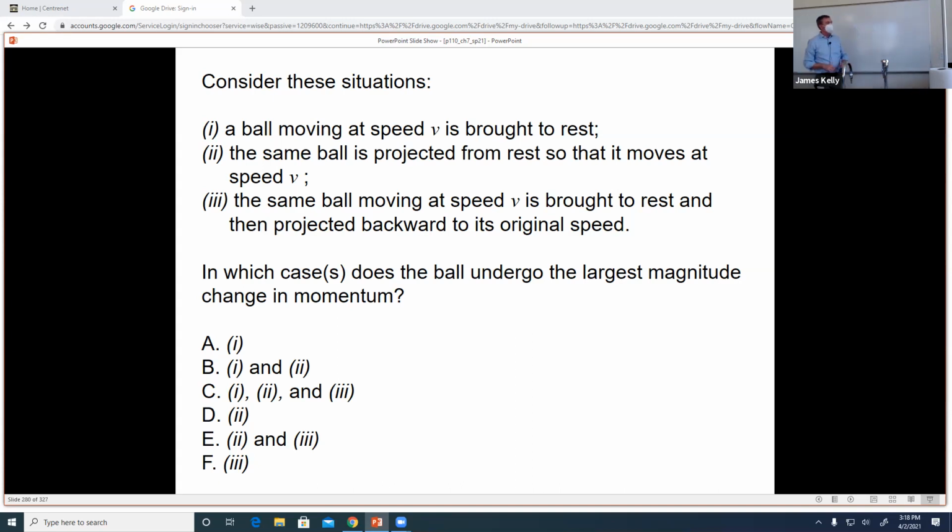Situation 2, the same ball starts out at rest, and we push on it until it's brought up to that same speed v. So we're talking about starting at speed v and brought to rest, starting at rest and brought up to that same speed v. And then 3 combines those together. We've got it going at speed v, bring it to rest, and then bring it back up to speed v in the other direction. And the question is, in which of those three cases is the object undergoing the largest magnitude change in momentum? The size of the change in momentum of it.